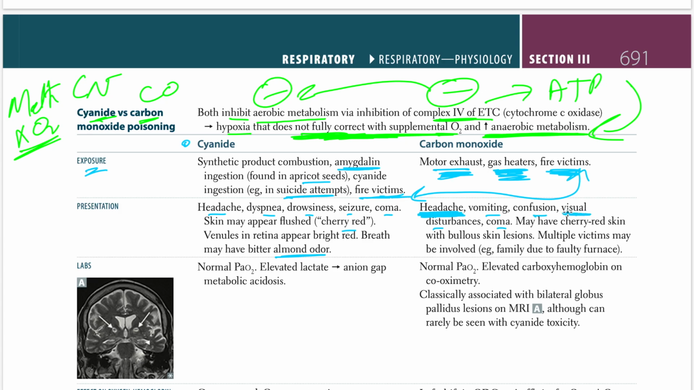Visual disturbances would differentiate it from cyanide. On the other hand, here you just have bitter almond odor, right? They both can have a cherry red skin, so that's not a specific feature. It's a common feature with bullous skin lesions. Multiple victims, that's also important. It could be multiple victims, maybe involving family due to the family forensics.